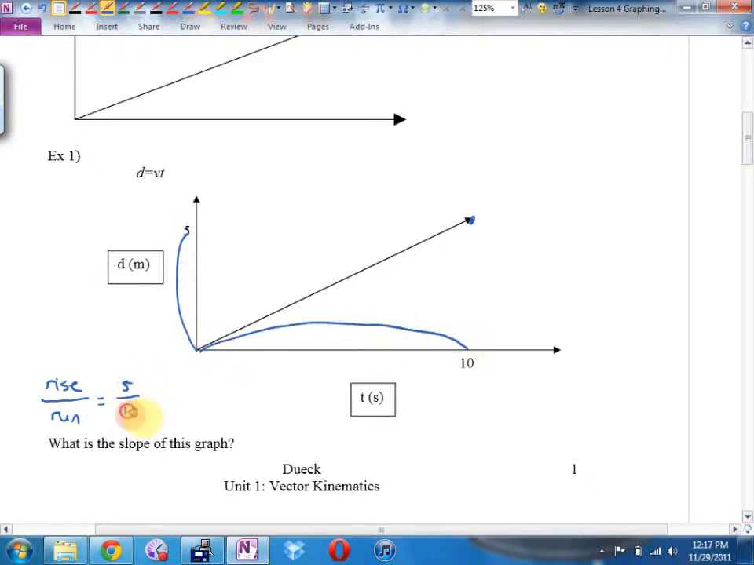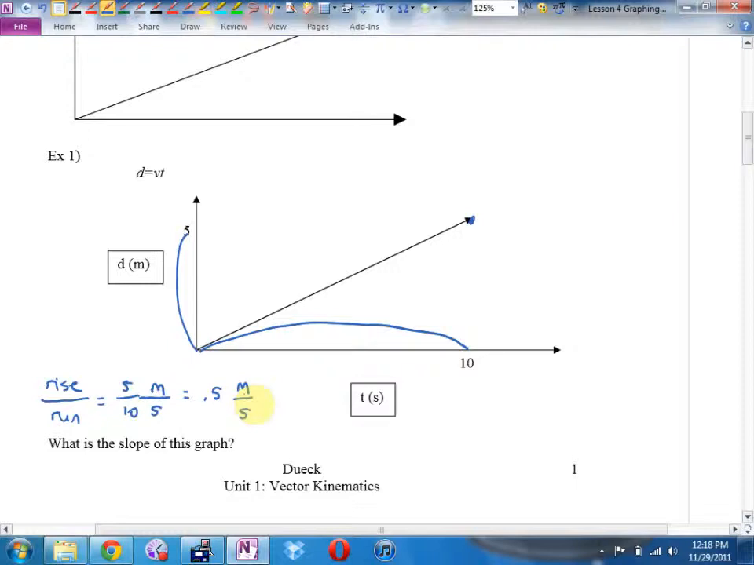Now, I want to ask you, what does that mean? This is how I figure out what the slope of a graph means. Instead of memorizing a bunch of graphs, what I do is I look at the units. What's the y-axis measured in? That's the rise. What's the x-axis measured in? That's the run. And what I really get is 0.5 meters over seconds. What is meters over seconds a measure of? We know it's velocity. If you memorized that last year, fine. I never do. I can derive it in 1 second by looking at the units. I know that this is velocity.